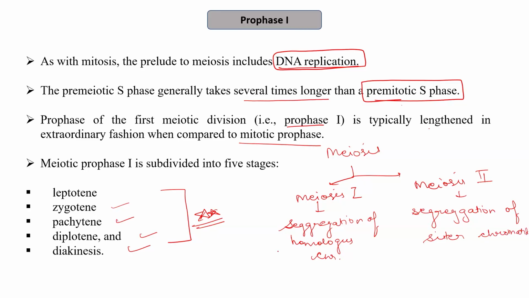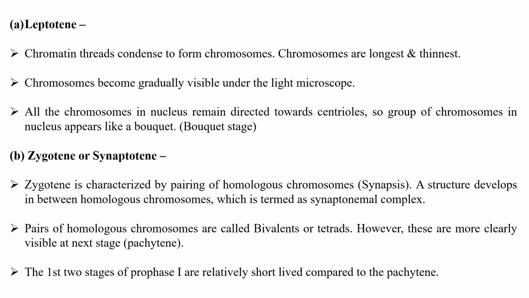So in this meiosis 1, again, it has the similar type of stages: prophase, metaphase, anaphase, and telophase. So the prophase 1 of the meiosis is divided into 5 different stages: leptotene, zygotene, pachytene, diplotene, and diakinesis. So we will understand about these stages one by one. So what happens in leptotene? The chromatin threads condense to form the chromosome.